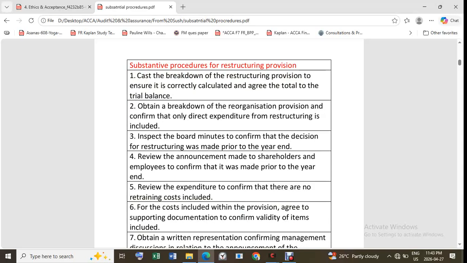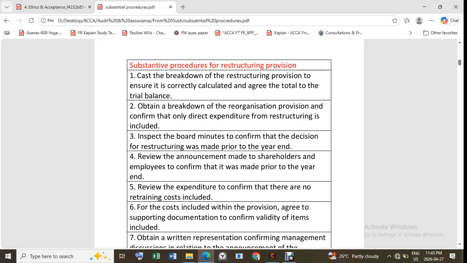Obtain a breakdown of the reorganization provision and confirm that only direct expenditure from restructuring is included. Inspect the board minutes to confirm that the decision for restructuring was made prior to the year end. Review the announcement made to the shareholders and employees to confirm that it was made prior to the year end.